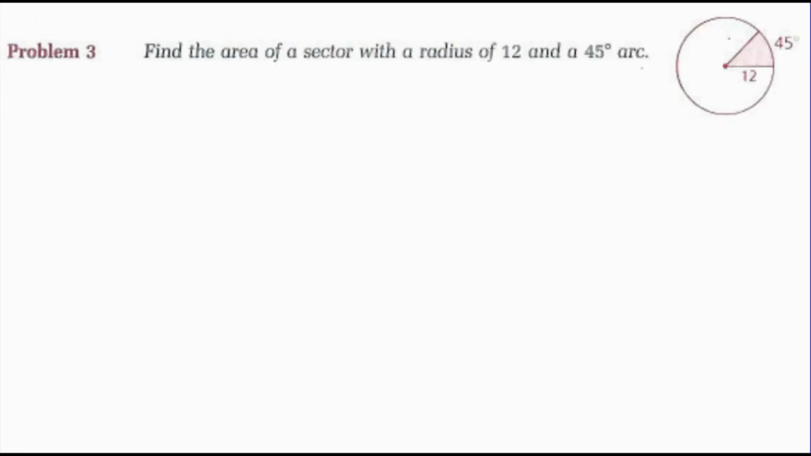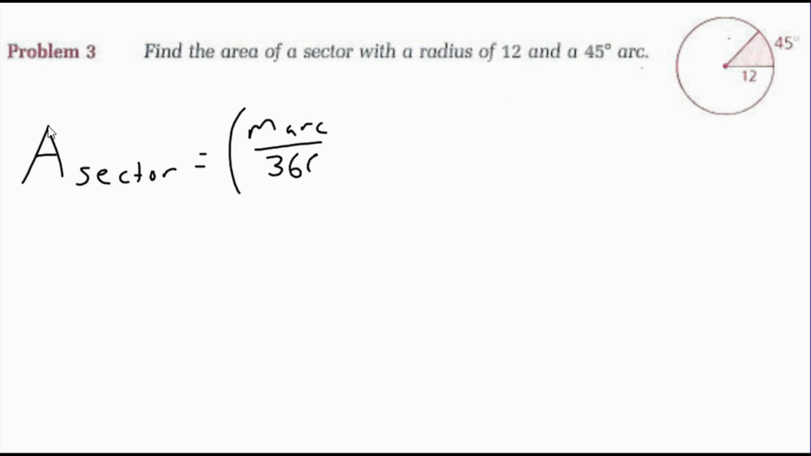Problem 3. Find the area of a sector with a radius of 12 and a 45-degree arc. So I know the area of a sector is equal to the fractional portion of the entire circle that the arc is. So the measure of the arc divided by 360 multiplied by the area of the entire circle, or pi r squared. So notice I can plug in the radius of 12 and my 45-degree arc into my formula to find out the area of the sector.